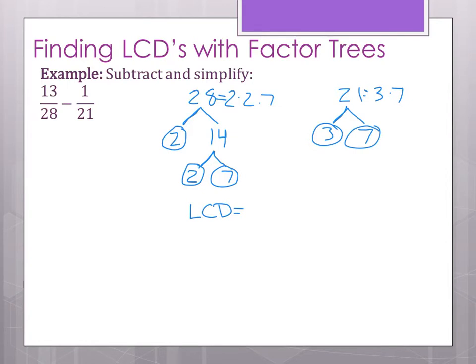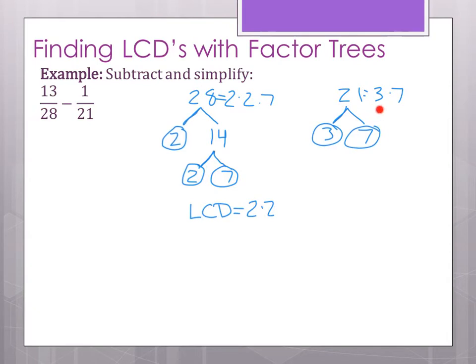We're going to start looking at the smallest prime that we have in either of these lists. The smallest prime number that I see is 2. Then I'm going to compare them. Which one has the most 2's? This one has the most 2's, so I'm going to take the 2's from 28. There are two 2's from 28, so I'm going to copy those down as 2 times 2. Take both of the 2's because it had the most.